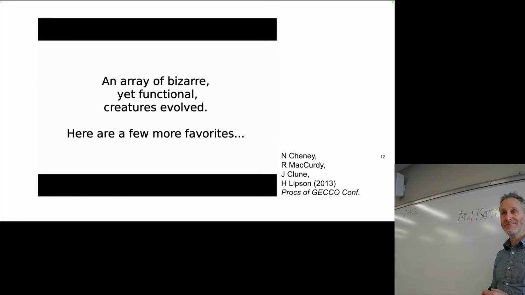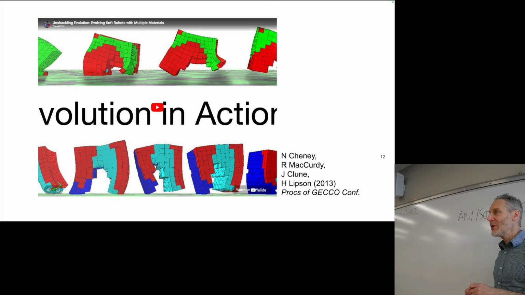Question? All good? Okay. So now that we can evolve soft robots, similarly to the way we've been looking at evolved rigid robots throughout the semester, what good are they? What can we do with them?